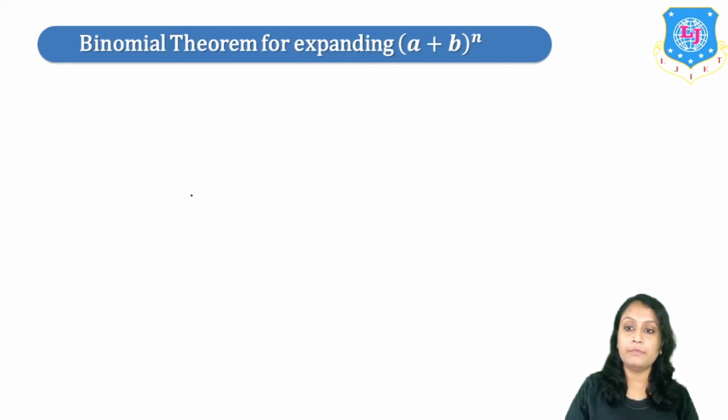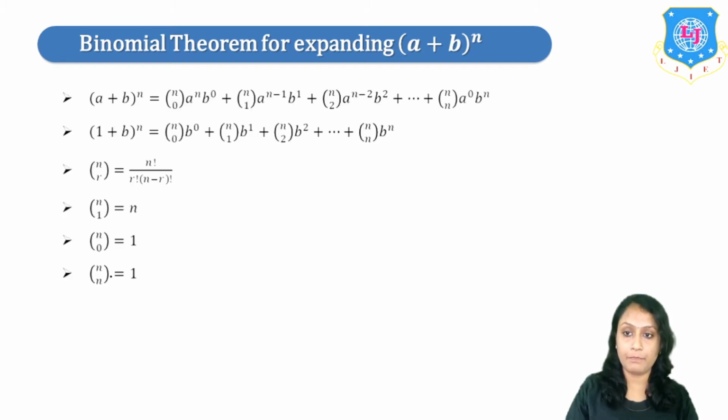Now let's study the binomial theorem for expanding (a plus b) whole raised to n. So the binomial theorem is (a plus b) whole raised to n equals nC0 a raised to n b raised to 0 plus nC1 a raised to n minus 1 b raised to 1 plus nC2 a raised to n minus 2 b raised to 2 and so on up to nCn a raised to 0 b raised to n.